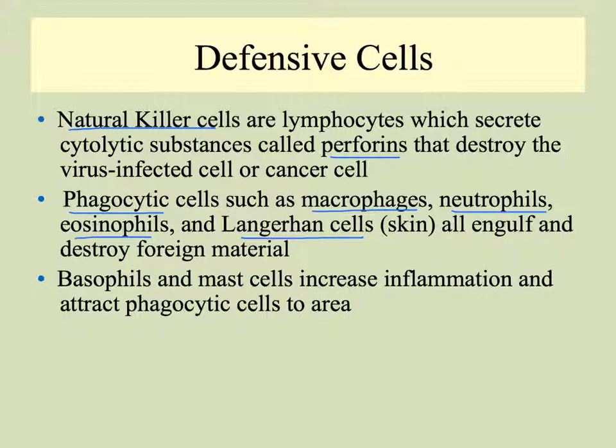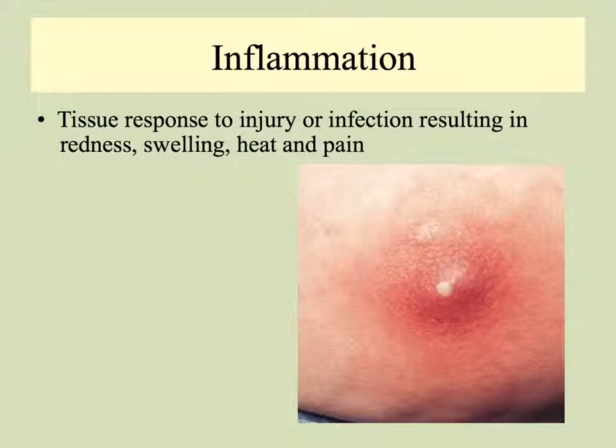They're all able to engulf and destroy foreign material by taking it in and digesting it. And then other cells that we've heard about when we were talking about the white blood cells, the basophils and our mast cells, are able to secrete histamines and increase inflammation, and also secrete other chemicals that draw the phagocytic cells to the area of inflammation. Inflammation we'll talk about later, but inflammation can actually help stop infection because of the increase in heat and the way it is able to seal off the infected area until the white blood cells can take care of the problem.